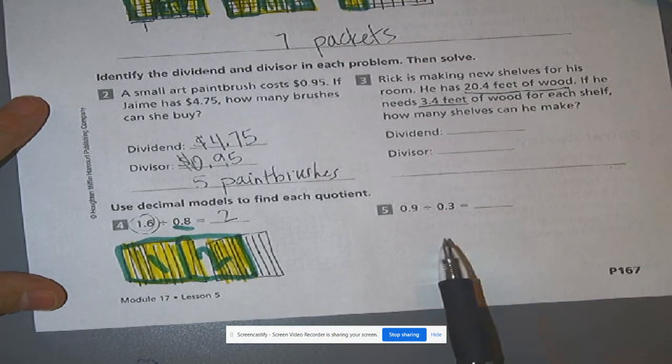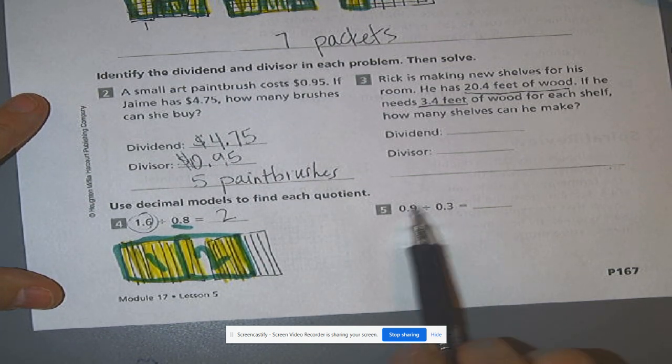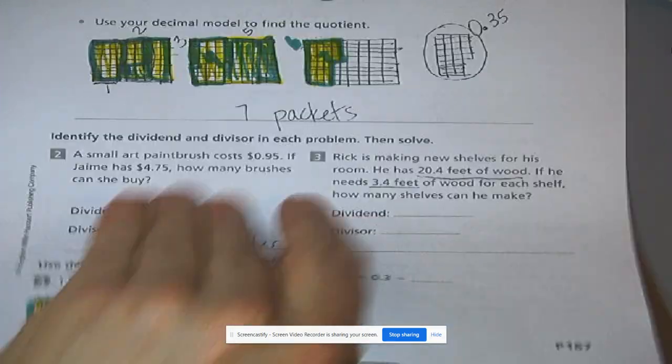Okay, so do that same thing. Draw me a model that has 9/10 and then make groups of 3/10 to find the answer.